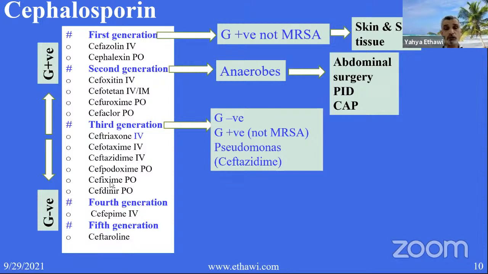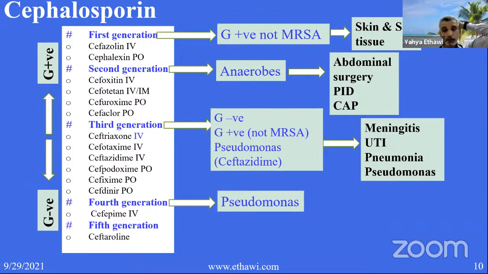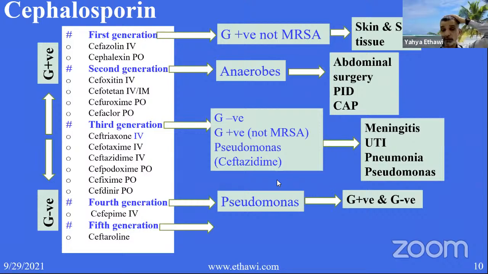The more you go down, the longer the action. So you can stretch out the doses, the duration between the doses. That's why they are very good for meningitis, UTI, and pneumonia, and they also work for Pseudomonas. The fourth generation is very, very good against Pseudomonas, and they cover gram-positive and gram-negative.